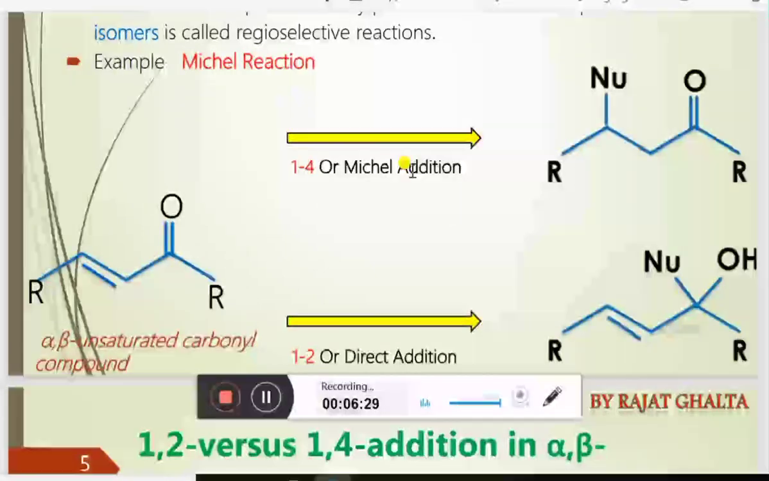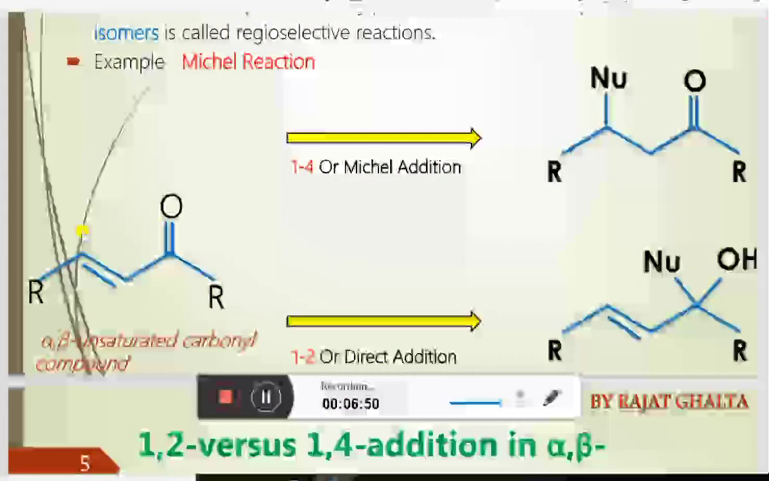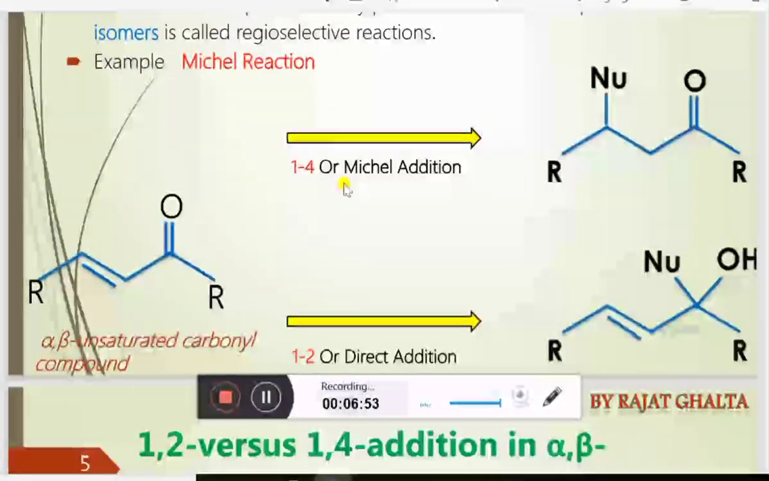1,4 addition is called the Michael addition, and whether we get 1,2 addition depends upon the reagents. If we have a harder nucleophile, it will attack here and bring about the 1,2 addition. If we have a soft nucleophile, that will attack over here and bring about the 1,4 addition. So hard nucleophile, soft nucleophile, other things like stereochemistry may also be involved.